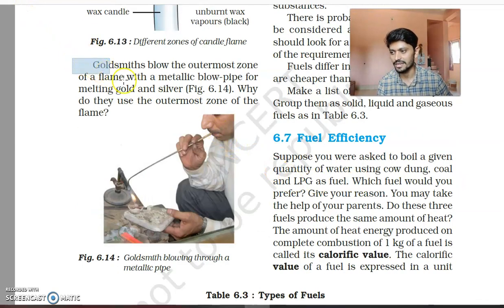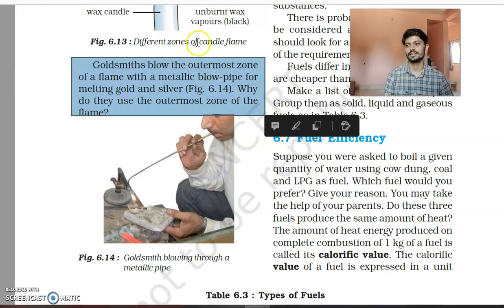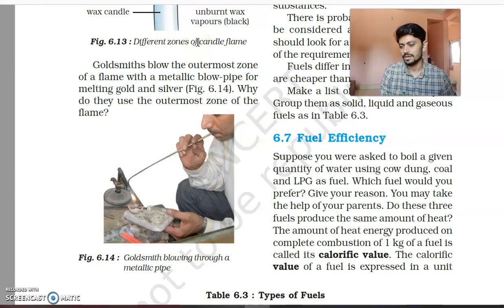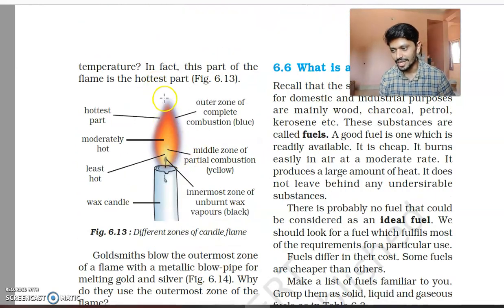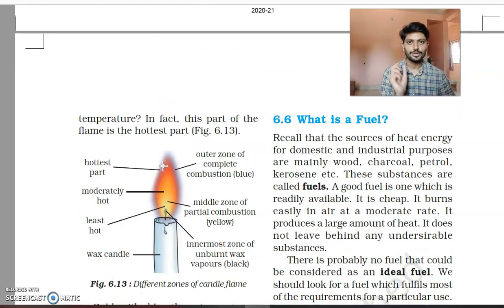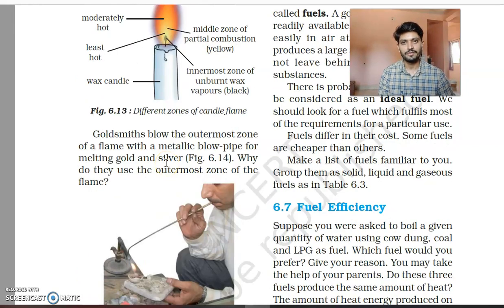There is another example given. If you go to a goldsmith's shop, or if someone of you has a goldsmith shop, you might have observed that when they are preparing gold, they have a thin metallic pipe like this. And how are they blowing? They are blowing on the outermost part of a flame. Why are they blowing on the outermost part of the flame? Because they know that the outermost part is the hottest part. So when we want to melt the gold, to convert the gold into a bit liquidish form, we need to give more heat.